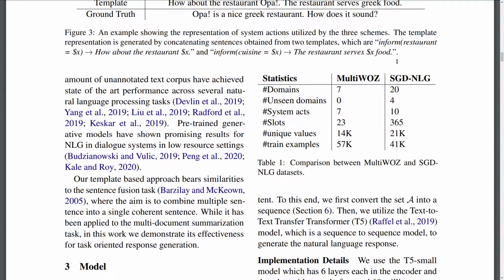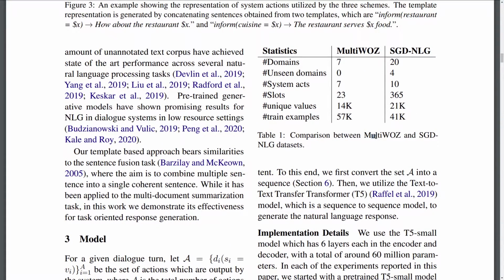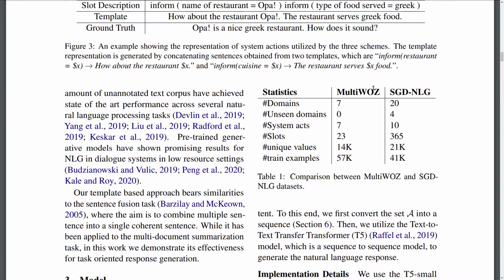So the authors test their system on 2 datasets, the multi-WOZ and the SGD NLG dataset. The first one, multi-WOZ, has 7 domains. The second one has much more, 20 domains. And they actually do some new preparation of this dataset where they reserve some domains as unseen domains. So they have 2 datasets. They have some testing datasets. Well, they have 2 testing datasets.